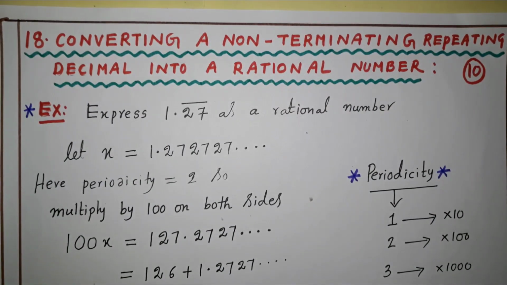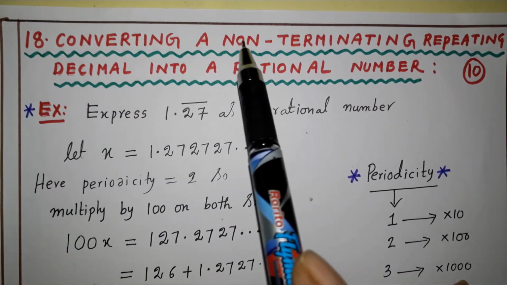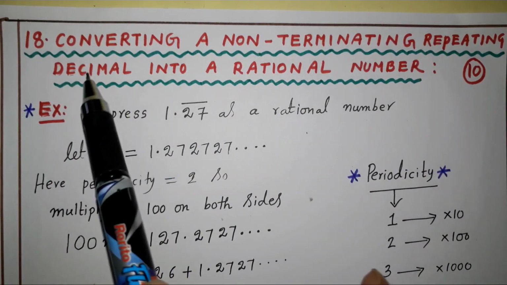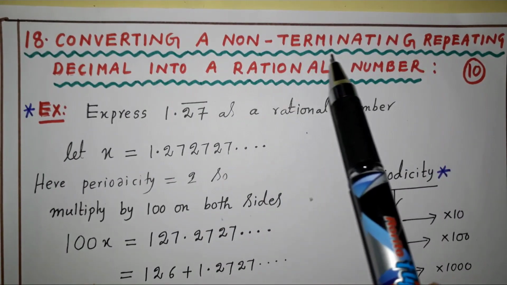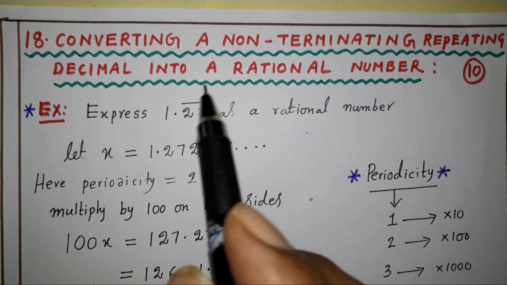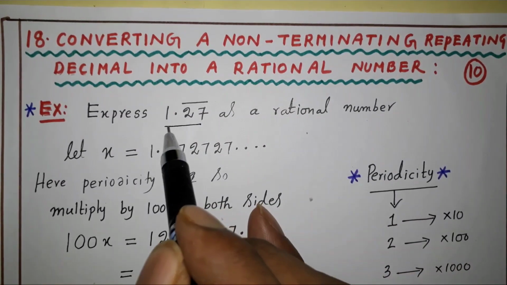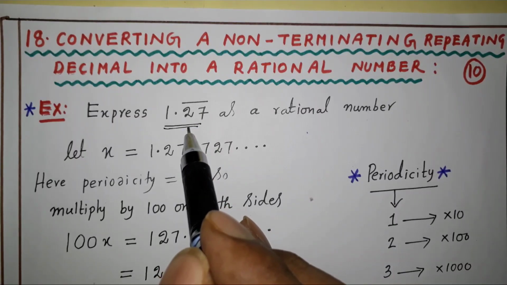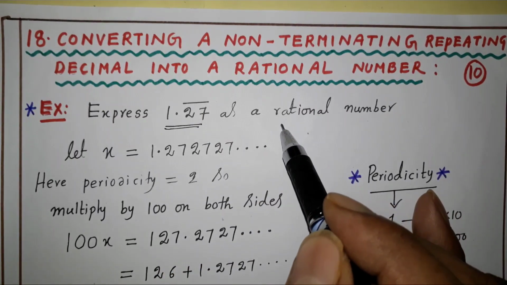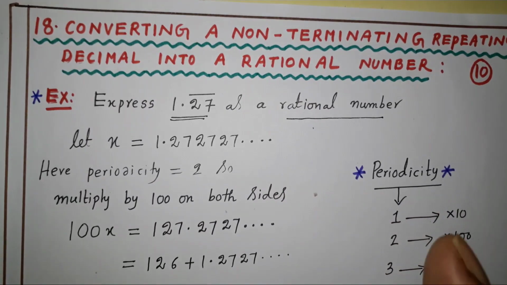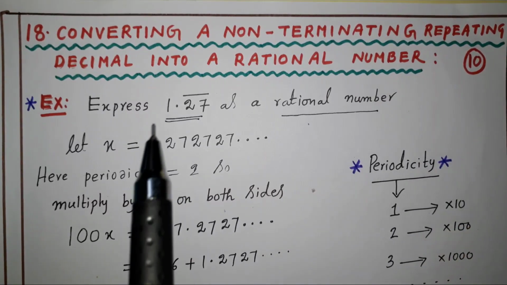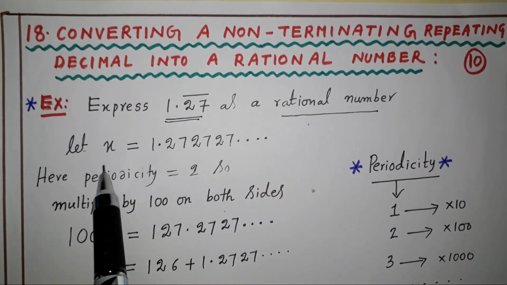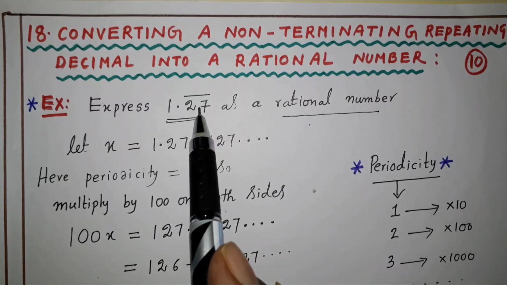Now the next topic is converting a non-terminating repeating decimal into a rational number. For example, take 1.27 bar. This is a non-terminating repeating decimal. We need to convert this into a rational number. Children, I tell you one procedure here. Please follow that. First of all, take the given number as x by removing its bar.